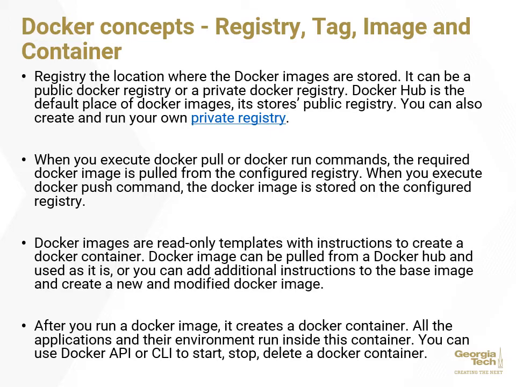Docker images are read-only templates with instructions to create a Docker container. A Docker image can be pulled from Docker Hub and used as it is, or you can add additional instructions to the base image and create a new and modified Docker image. After you run a Docker image, it creates a Docker container. All the applications and their environment run inside this container. You can use the Docker API or CLI, that is, a command line interface, to start, stop, and delete a Docker container.